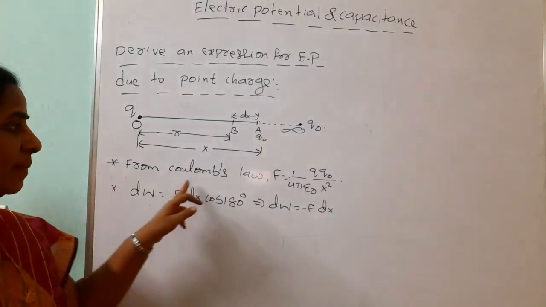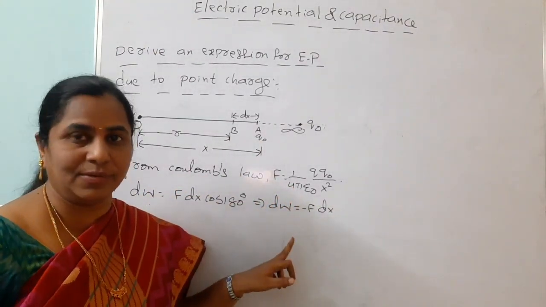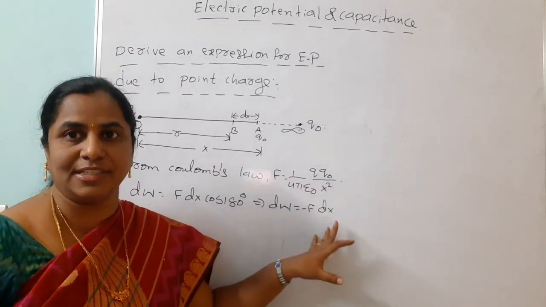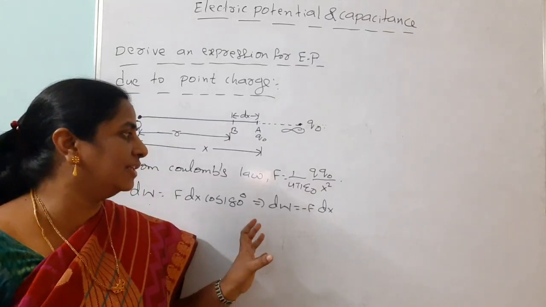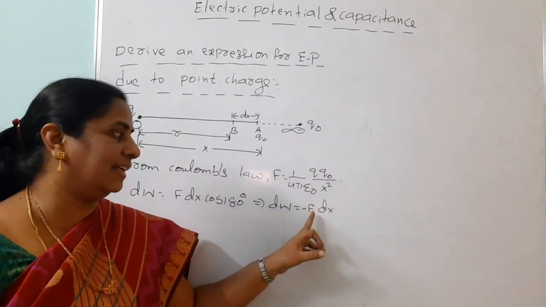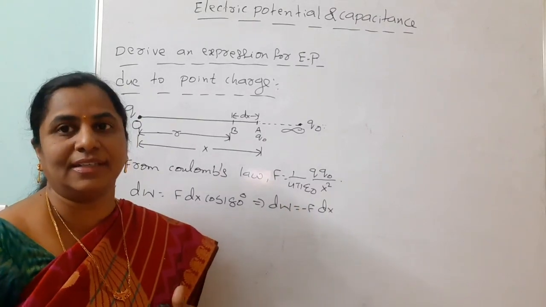So first step is from Coulomb's law we are writing the expression for force. Then we are using the work done formula, force into displacement. Don't confuse why we are taking minus. It is moving opposite to the field. That too angle is 180 degrees. Instead of cos 180 we are writing minus. Now we know the work done and force.